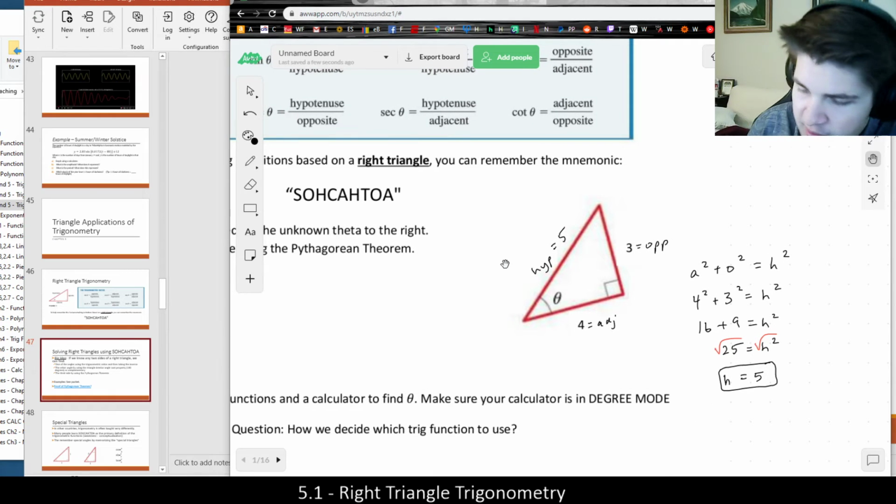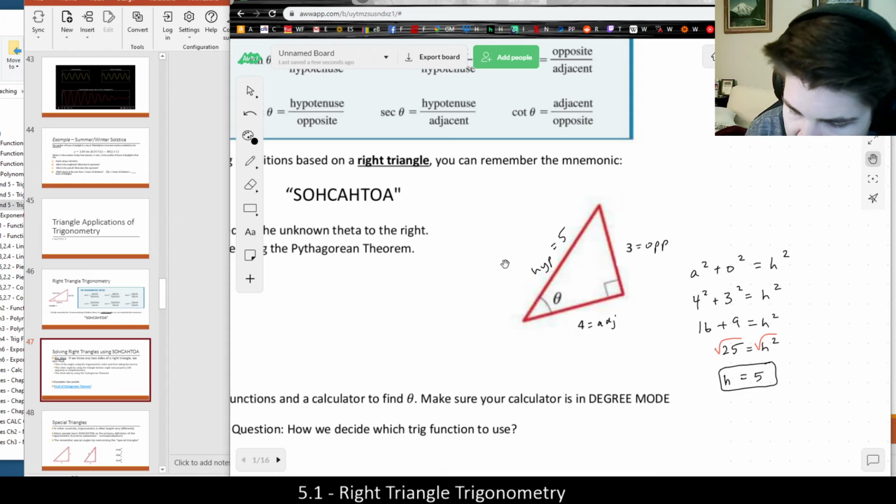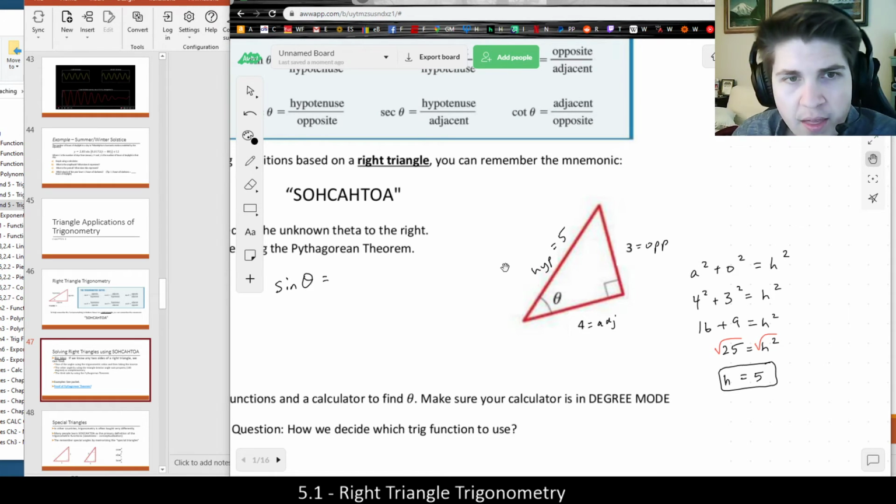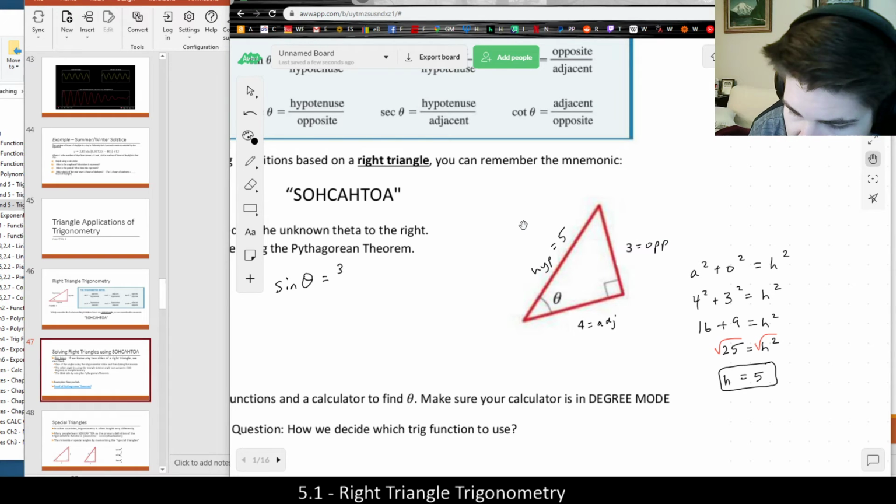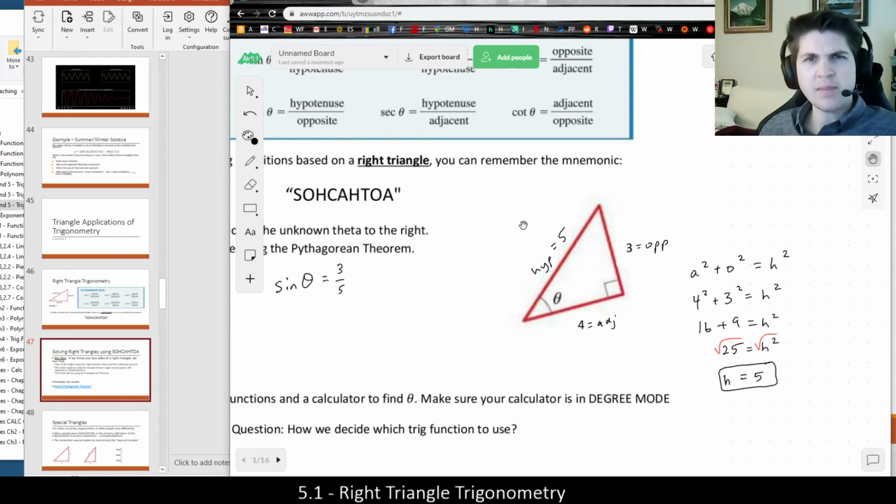Because for instance, we now know that the sine of theta is equal to, and again, remembering the moniker SOHCAHTOA, sine is equal to opposite over hypotenuse. Well, I know opposite is 3, hypotenuse is 5. So sine of theta should be equal to 3/5. And notice that this gives me an equation where the only unknown is theta. I can solve this equation by using the arcsine function.